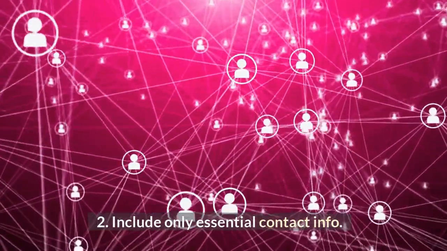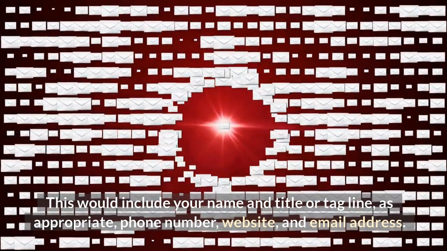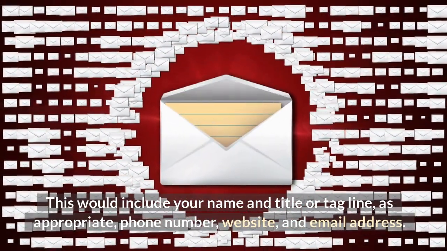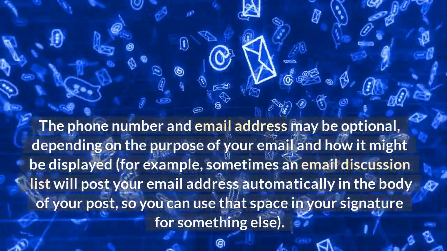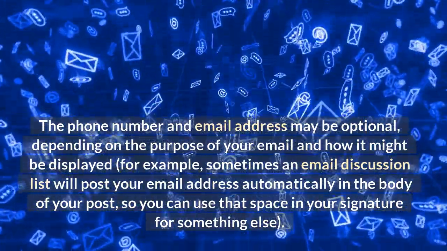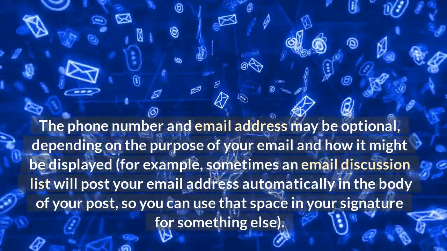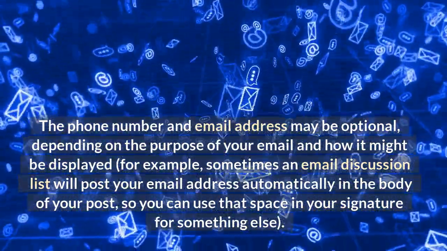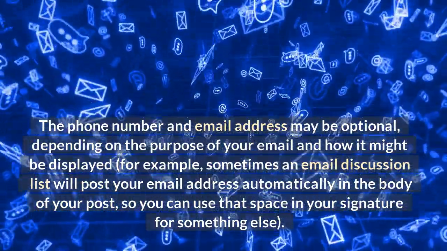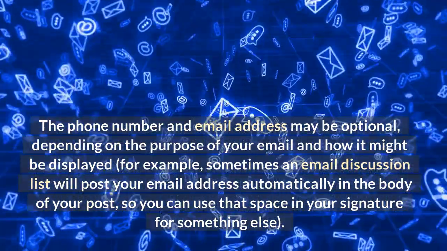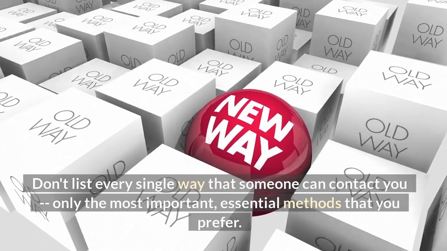2. Include only essential contact info. This would include your name and title or tagline, as appropriate, phone number, website, and email address. The phone number and email address may be optional, depending on the purpose of your email and how it might be displayed. For example, sometimes an email discussion list will post your email address automatically in the body of your post, so you can use that space in your signature for something else. Don't list every single way that someone can contact you, only the most important, essential methods that you prefer.